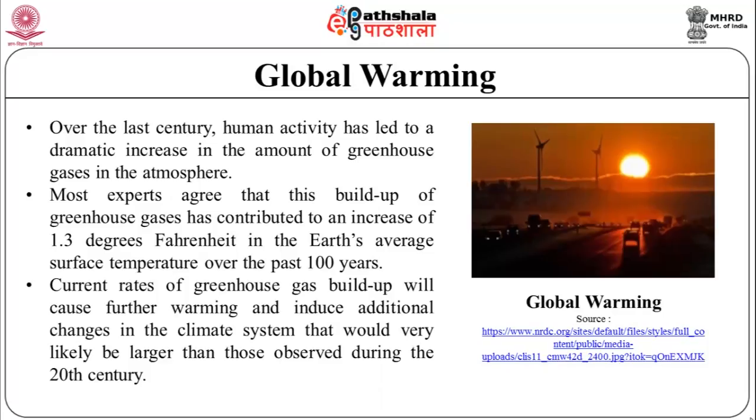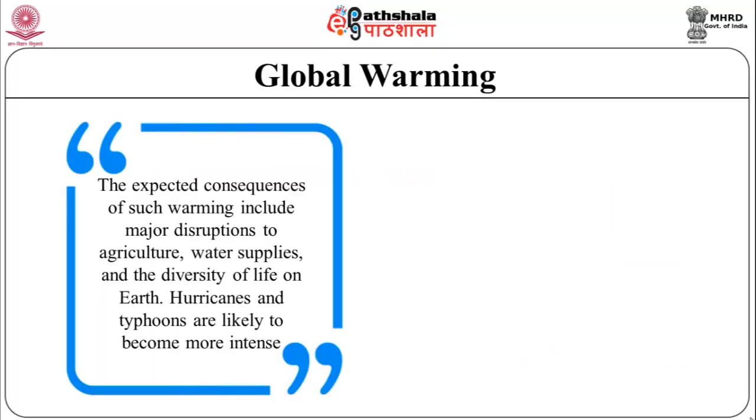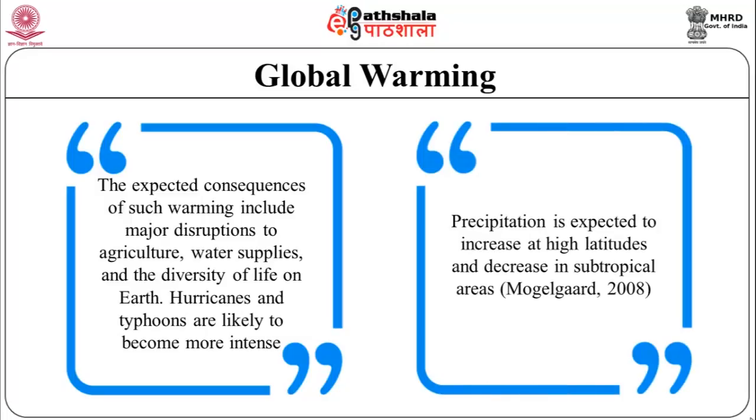Current rates of greenhouse gas build-up will cause further warming and induce additional changes in the climate system that would very likely be larger than those observed during the 20th century. The expected consequences of such warming include major disruptions to agriculture, water supplies, and the diversity of life on Earth. Hurricanes and typhoons are likely to become more intense. Precipitation is expected to increase at high latitudes and decrease in subtropical areas.